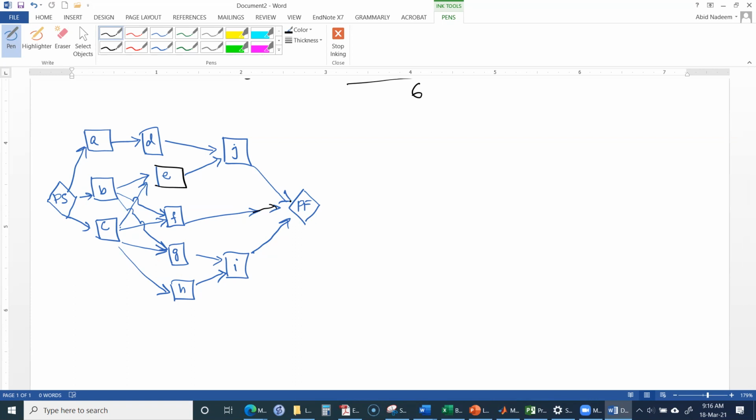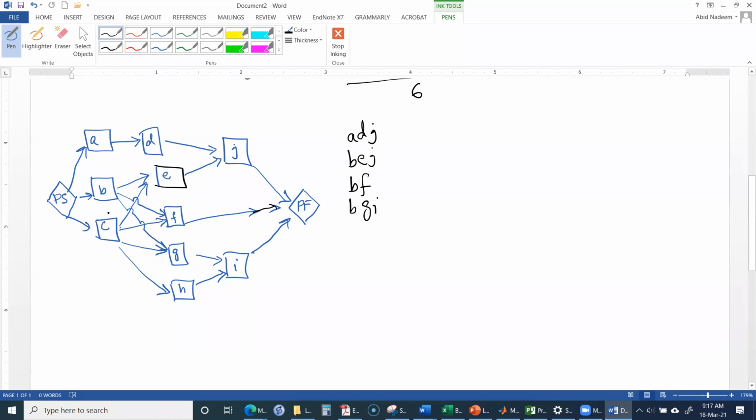For this network now we have several paths. One of the paths is ADJ. Another path is BEJ. Another path is BF. Another path is BGI.